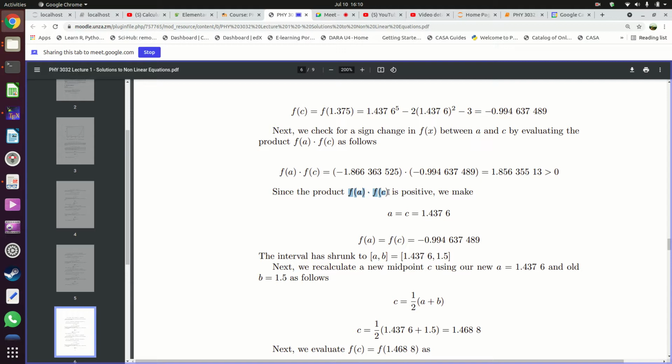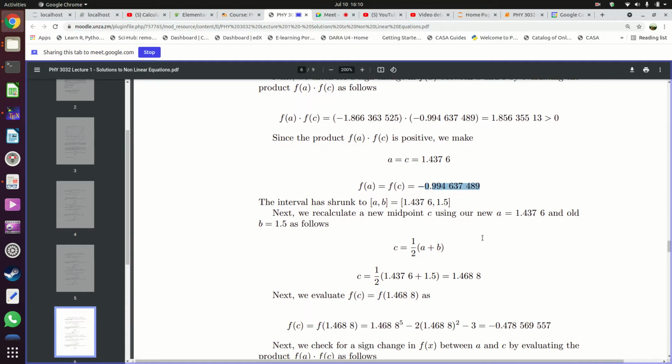Yes, it is. So if between A and C there is no answer, then you make C become equal to A. So now A is going to become 1.4376, and f of C is going to become f of A, and the value of f of C is going to be this. F of A is going to be that. So now your new bracket is between A and B. Now it shrinks further. Now between A and B is 1.4376, 1.5.